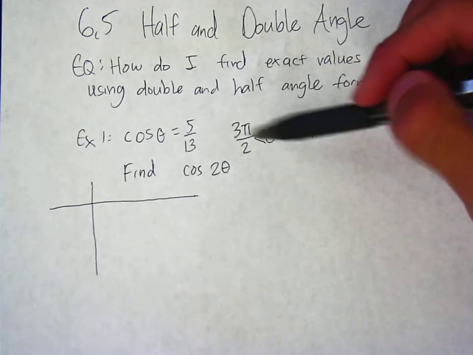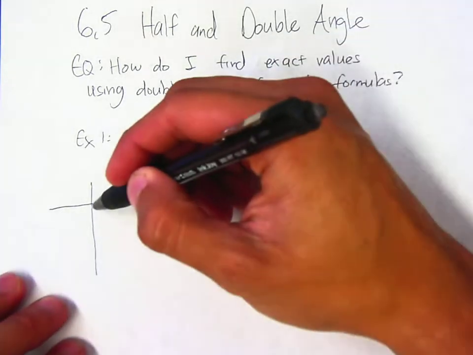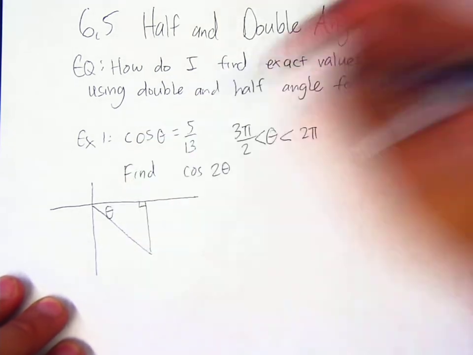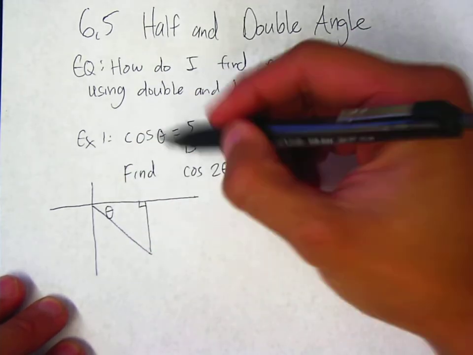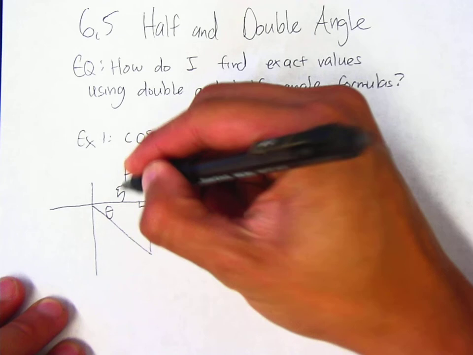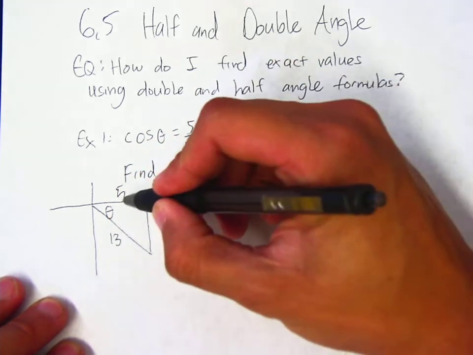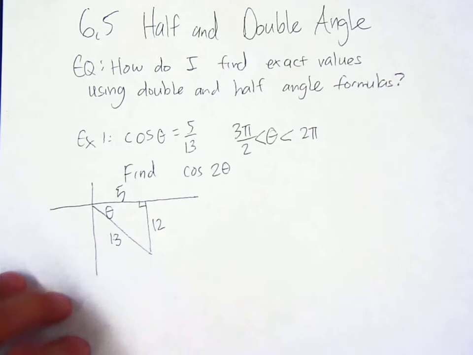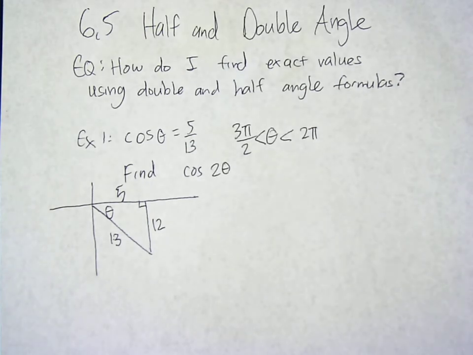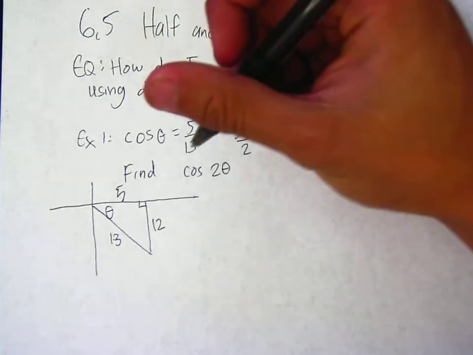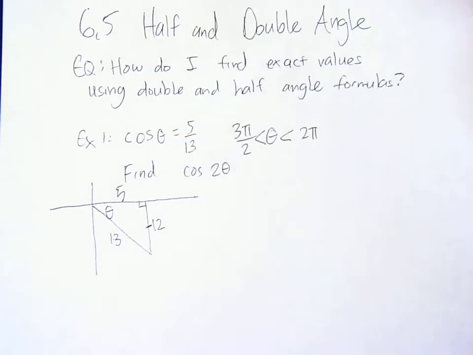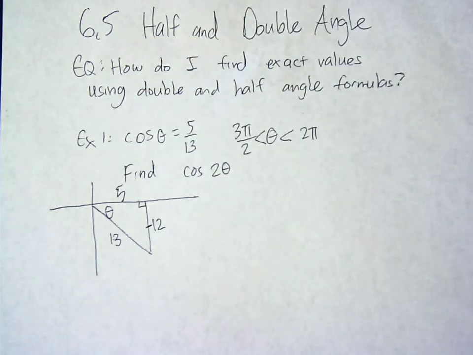Theta is between 3 pi over 2 and 2 pi, so therefore it's in the 4th quadrant. And then cosine of theta is 5/13, so that's adjacent over hypotenuse. And then to find the third side, I'm going to use Pythagorean's theorem, but it is one of my Pythagorean triplets, so I do remember it's 12. The only other thing is, if I'm going down, this actually is -12. Okay? Alrighty, then I just have to find the cosine of 2 theta.